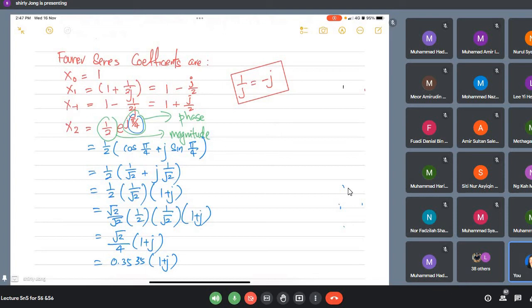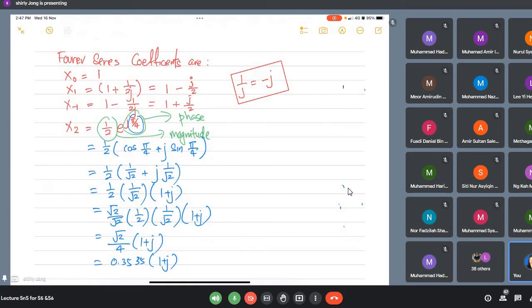180 divided by 4, so it's about 45. So it's a positive j pi over 4. So it means that the value is positive 45. So this means that the phase is positive 45 degree.